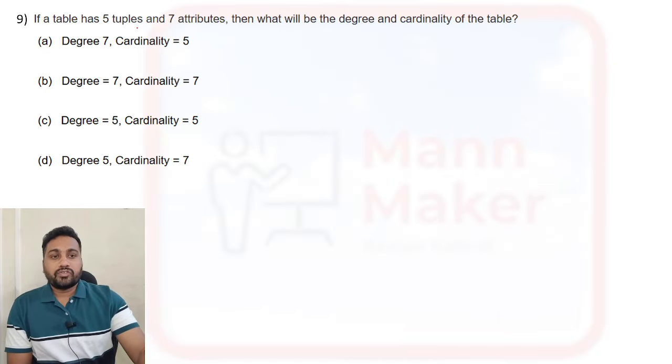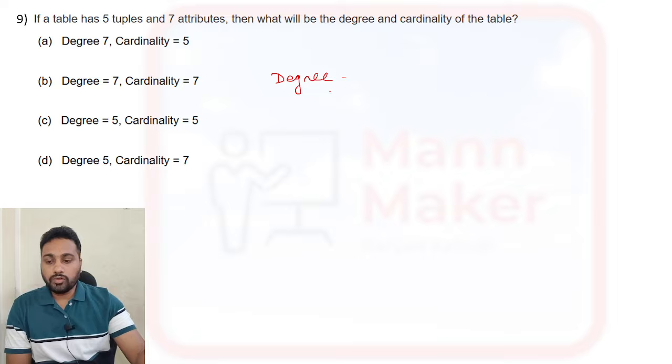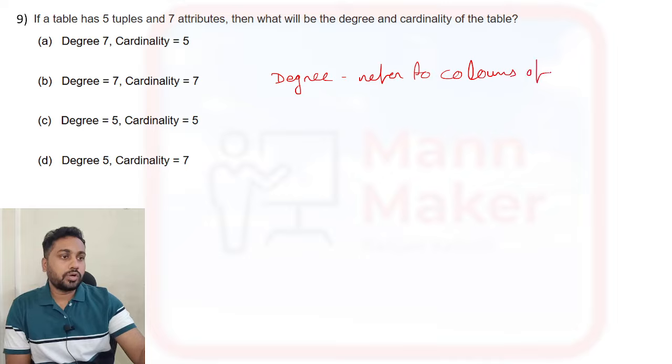If a table has 5 tuples and 7 attributes, then what will be the degree and cardinality of the table? If we talk about degree, degree generally refers to the columns of a table, and these columns are called the attributes.